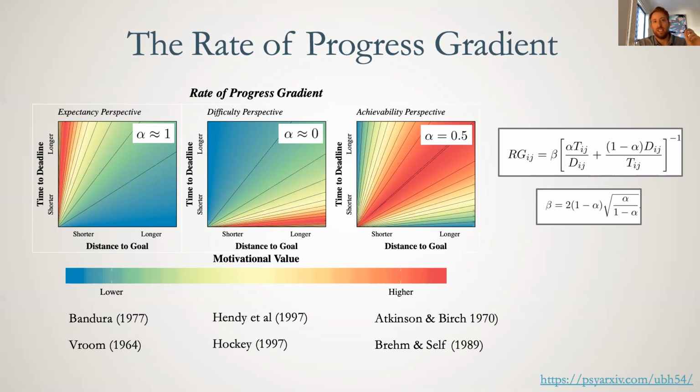I've called this the achievability perspective because the inflection point is generally assumed to occur around the point at which the goal transitions from being hard but achievable to not achievable. Because of this potential non-monotonicity, we use a different function for the rate gradient, which via this alpha parameter captures all three of these possible scenarios.